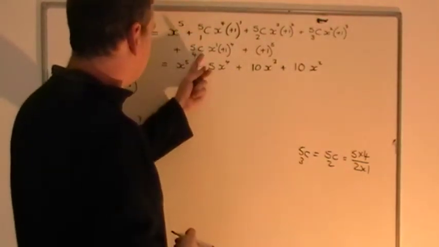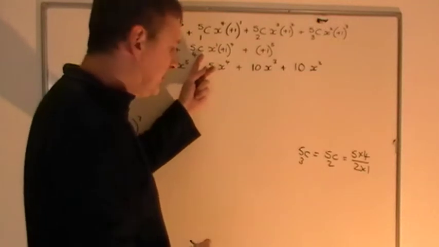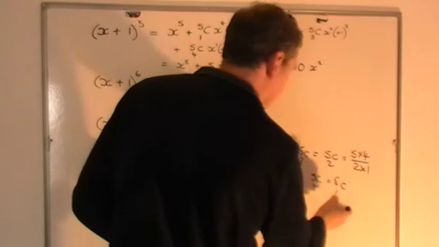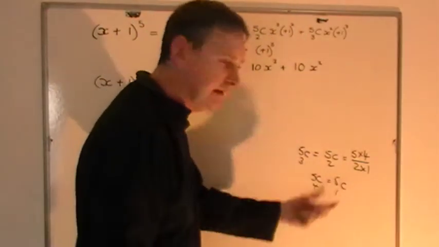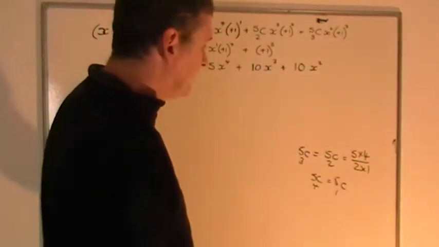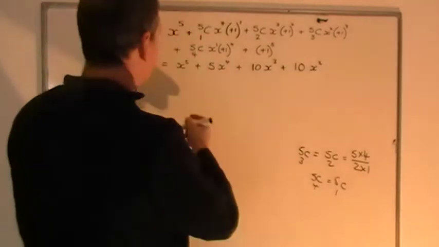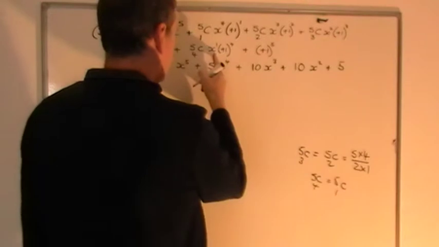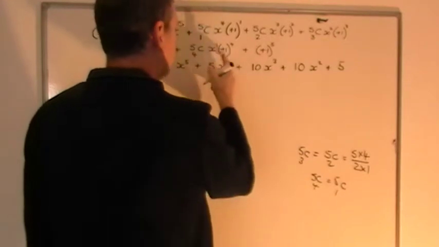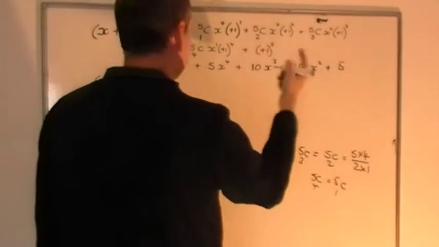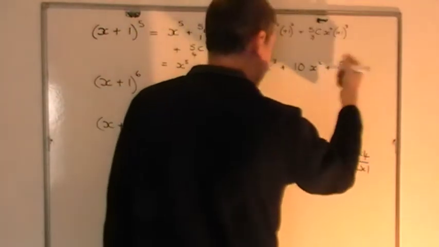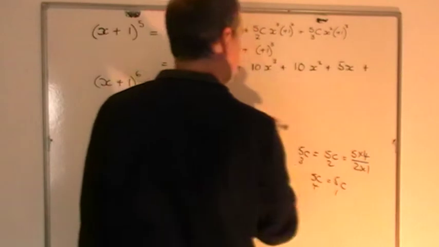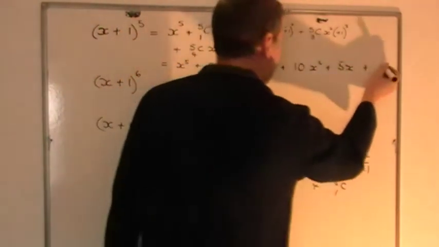Next, 5 choose 4. If you remember from the symmetry of coefficients, 5 choose 4 is the same as 5 choose 1. The 4 and the 1 make 5. So 5 choose 4 is the same as 5 choose 1, which is just 5. So we get plus 5, and then it's x to the 1, which is x, and then plus 1 to the 4, which is 1. So you get 5 times x times 1, which is just 5x. And then finally, of course, you get plus, the plus 1 to the power 5 is just plus 1.